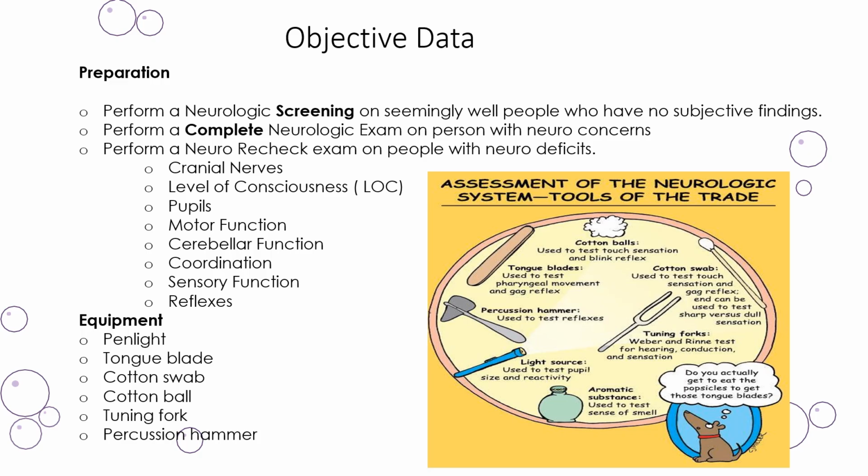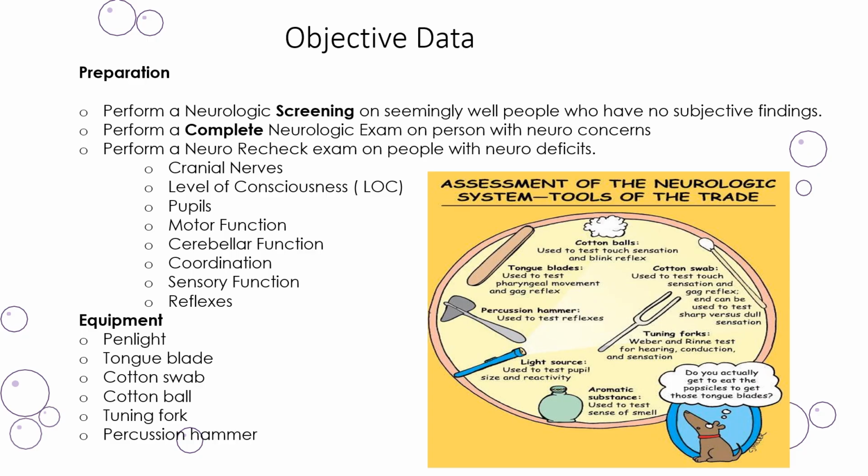So we're getting ready to collect our objective data now. So this is what we're going to collect when we do our assessment. There's a couple of things we need to do before we collect it. So you want to prepare. So you are going to make sure that you have the equipment you need. You're going to need a pen light, a tongue blade, some cotton swabs, maybe a cotton ball, a tuning fork, and possibly a percussion hammer.